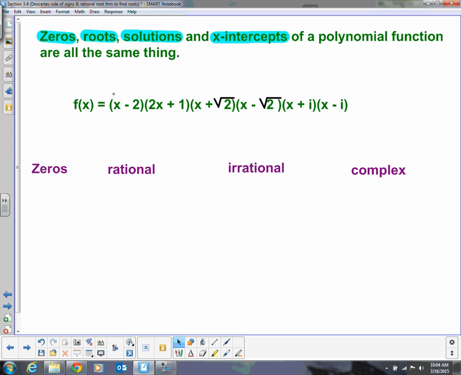And the 2x plus 1. So this is going to be rational, and this is going to be rational. What is this going to produce? Irrational. What will this produce? Irrational. What will this produce? Complex. And what will this produce? Complex. All right, so we have here the zeros: rational, irrational, complex.